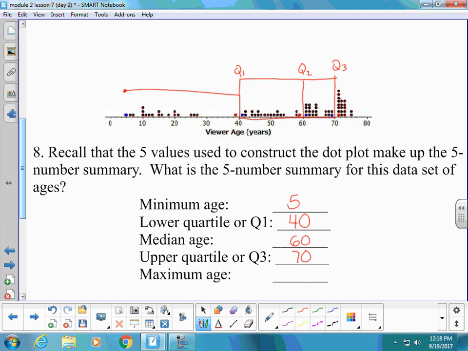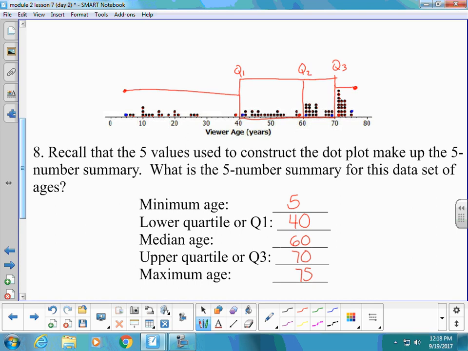And then my maximum looks like it's these two dots right here. And that looks like it's halfway between 70 and 80, so let's call that 75. And I need another line to go all the way to meet those dots. And that's my other whisker. Okay, so that's how you make a box plot using your dot plot.